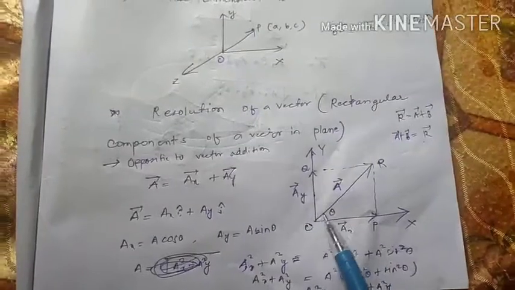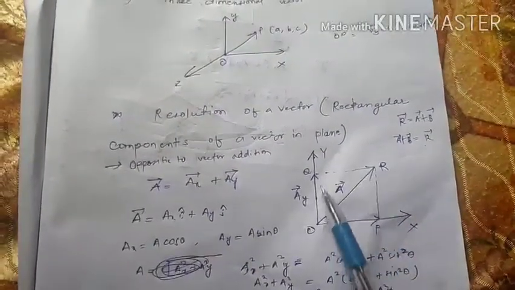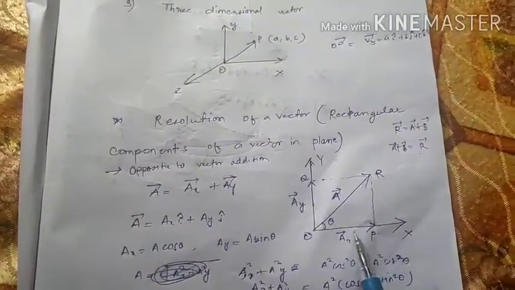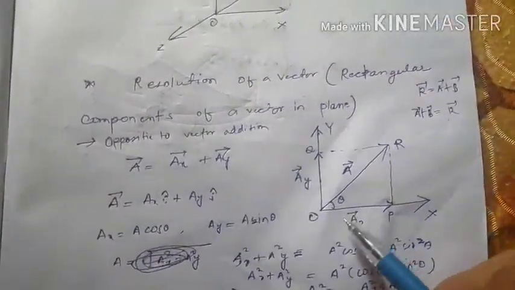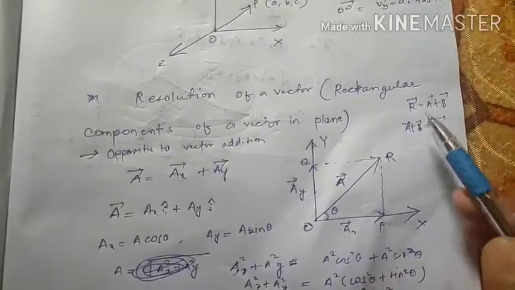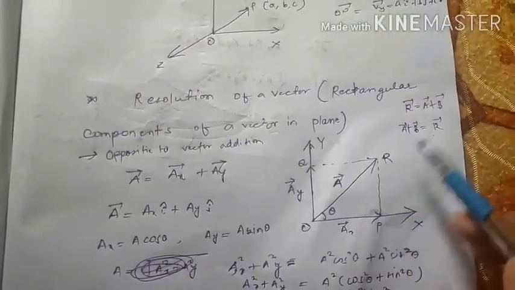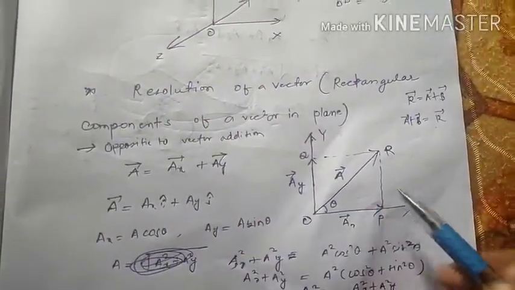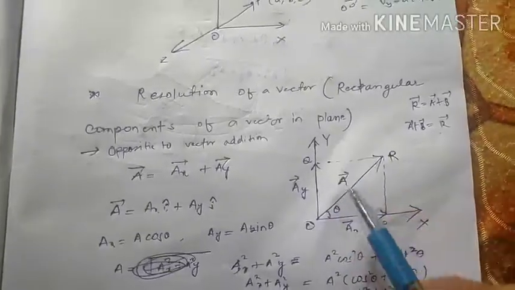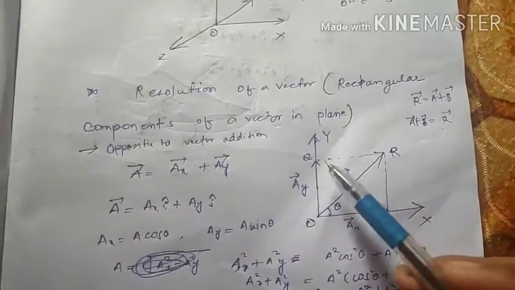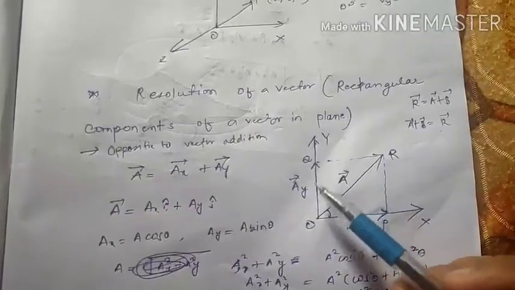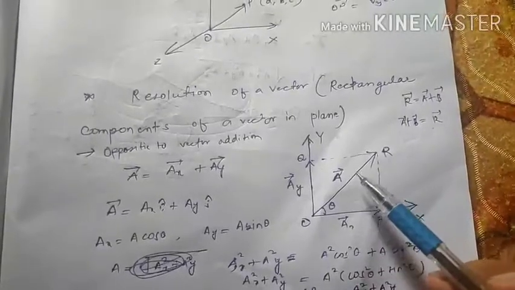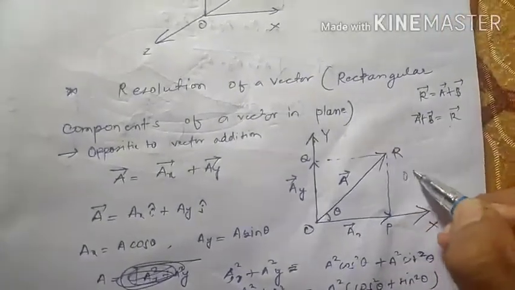Here we have a single vector which we divide into two components, a and b vector, or ax and ay. We have chosen ax and ay in place of a and b. First we have a coordinate system. This is in 2D, in a plane. So we have a vector OR in the xy plane, and we call it vector a.